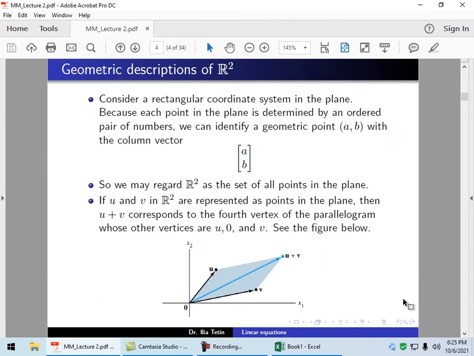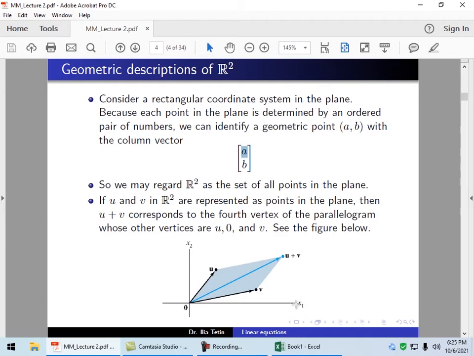The second slide gives us the rectangular coordinate system in the plane. I think you are very familiar with this kind of coordinate system, where we have the abscissa and ordinate axes, and where we can place each vector with corresponding values. So if v is in space R2, it has two coordinates.